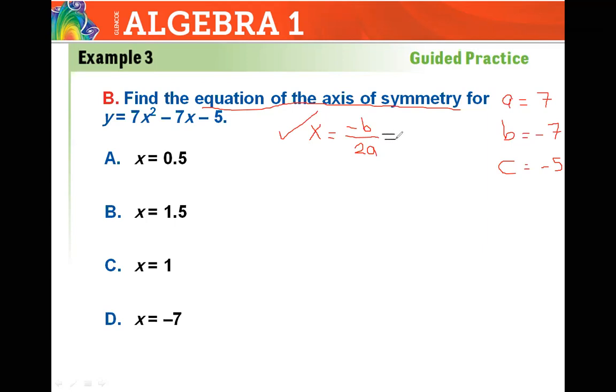Negative b. Negative b equals negative 7, so negative becomes positive. It's equal to 7 over 2 times 7, that is 2 times 7 equals 14. So it's 7 over 14.